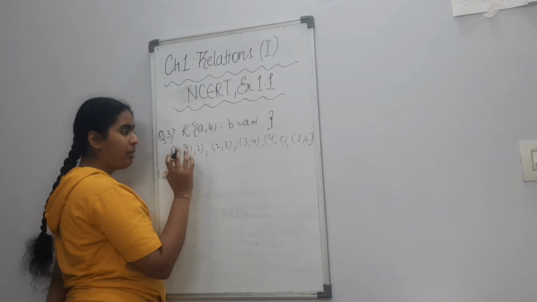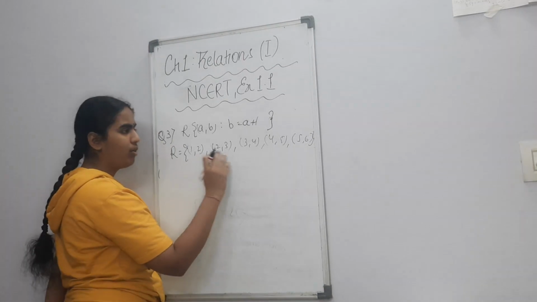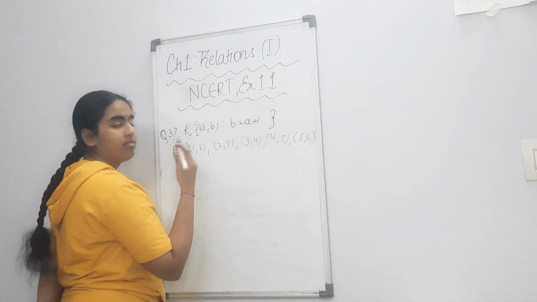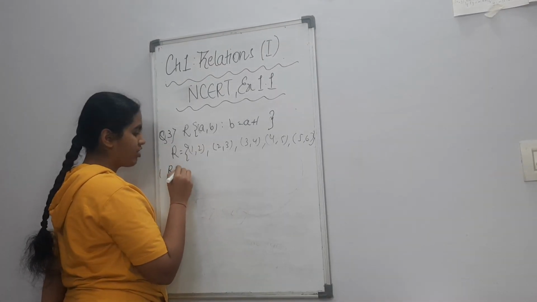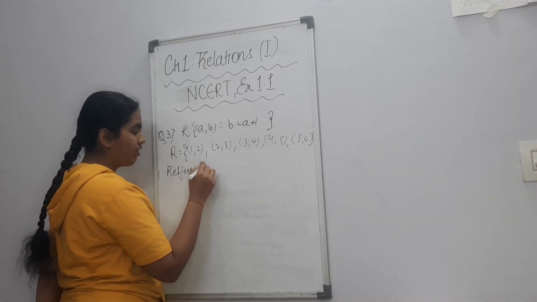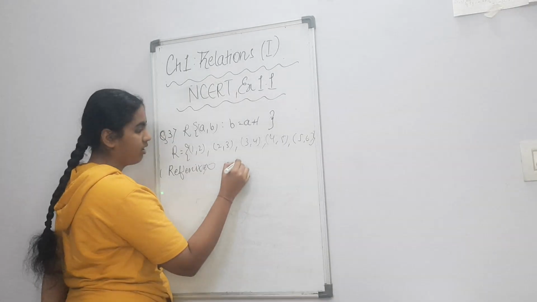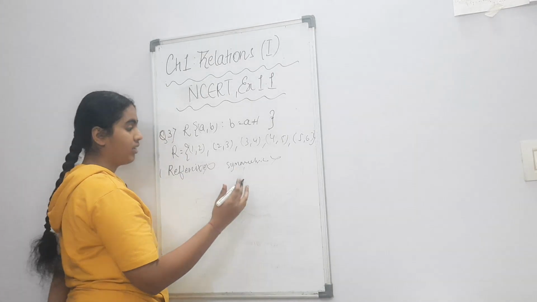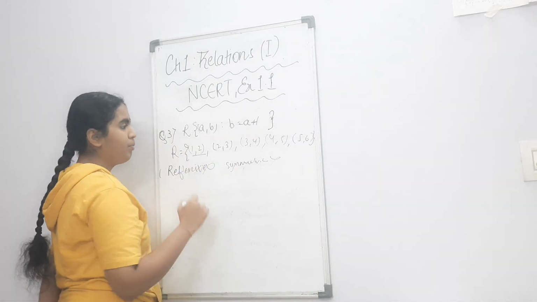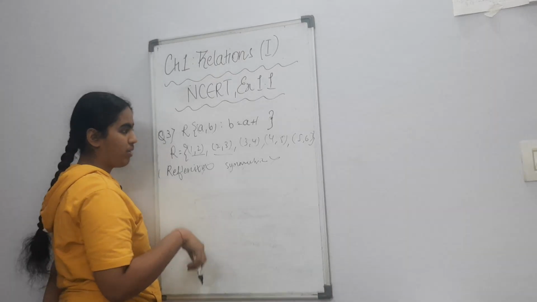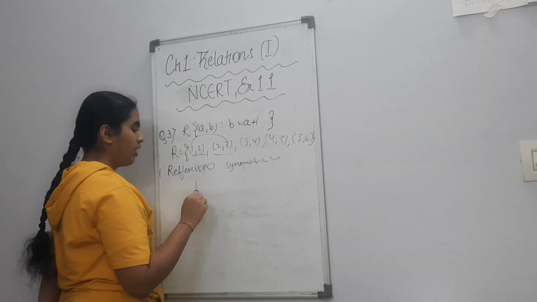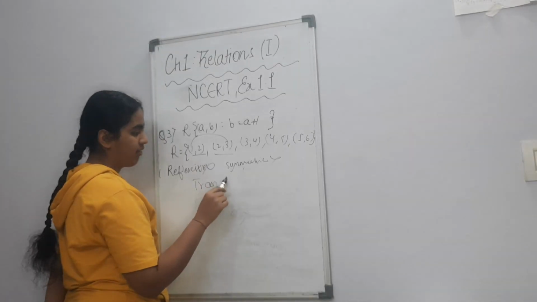Symmetry. (1, 2) belongs to R. But I don't see a (2, 1) belonging to R. I'm sure you don't either. So, not symmetric. Reflexive, no. Symmetric, no. Let's check for transitivity. (1, 2) belongs to R. (2, 3) belongs to R. But (1, 3), I don't see it there. I am sure you don't see it either, right? So, it is not transitive either.